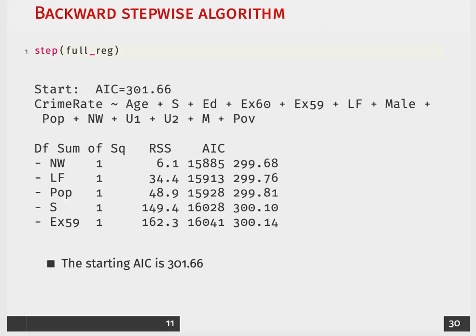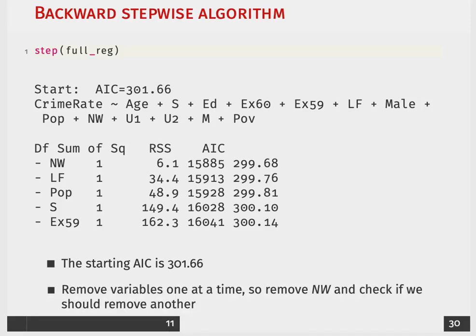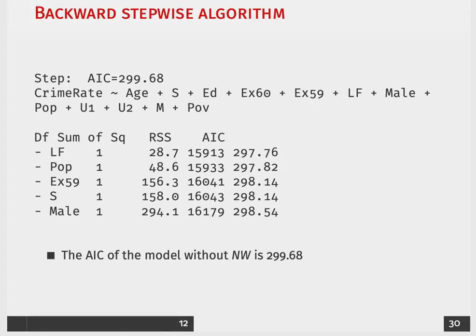And what we can see here is that the starting AIC is around 301. And what we can see in each of these columns is when we remove that variable, what is the resulting AIC? And so the variable that would increase the model fit the best if we removed it would be NW. So we're going to remove that and then continue on. Now, once we have removed that, it goes and runs again, and we can see that the variable that if we removed it, the model fit would be the best would be LF.